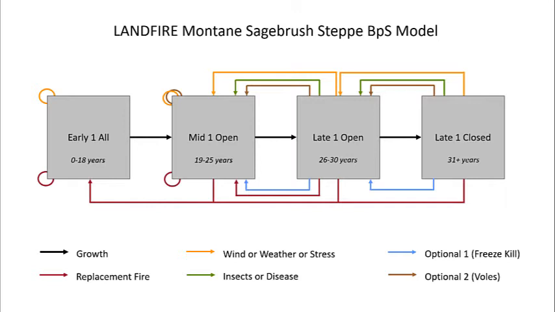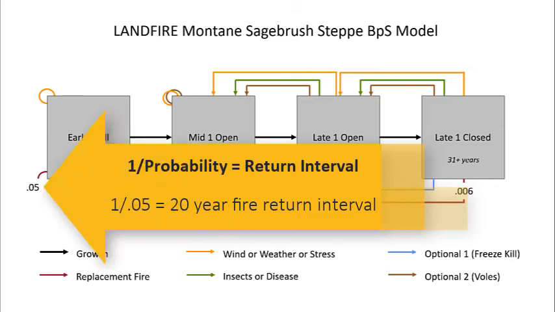We quantify the frequency of transitions by assigning each a probability. Here are the fire probabilities in the sagebrush model. You can take the reciprocal of the probability to calculate the fire return interval.